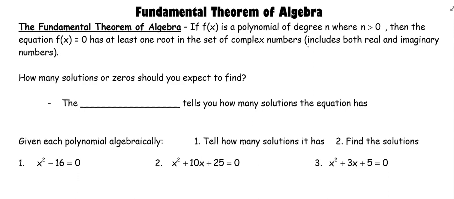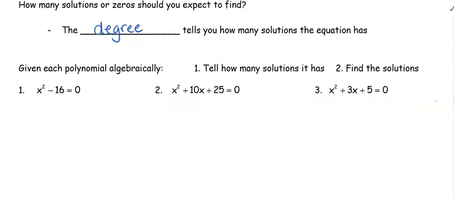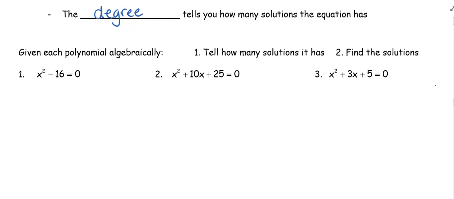How many solutions or zeros should you expect to find in an equation? This is why we use the fundamental theorem of algebra. We look at the degree. When we look at our polynomial equation, the degree tells you how many solutions an equation is going to have. So given each polynomial, we're going to solve using Unit 2 methods.